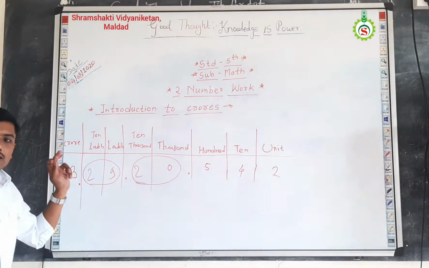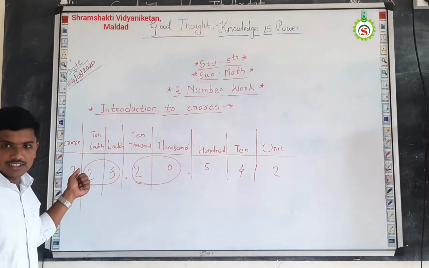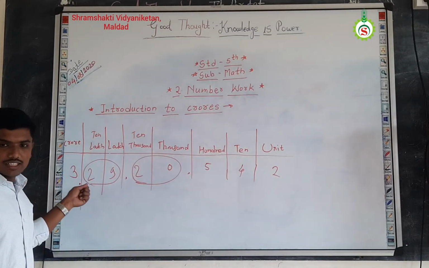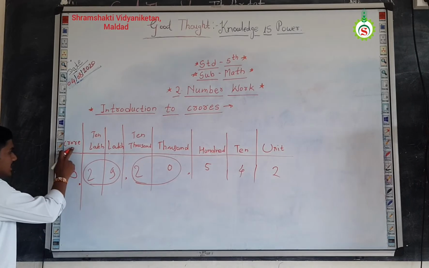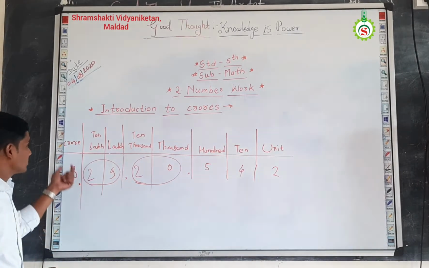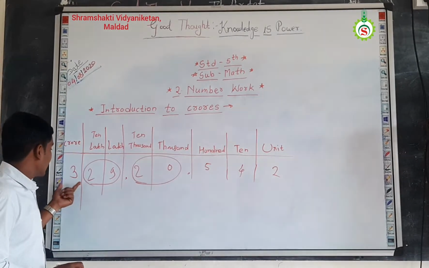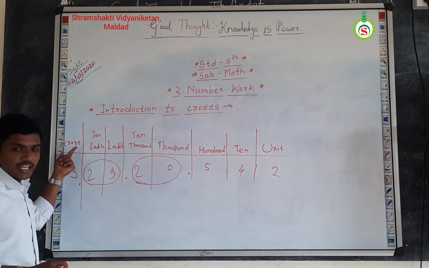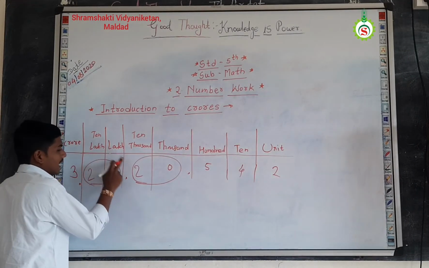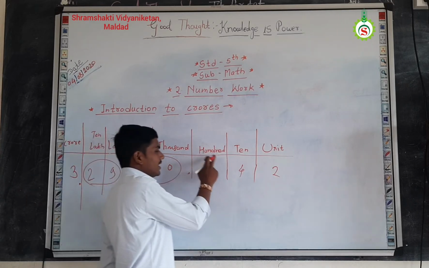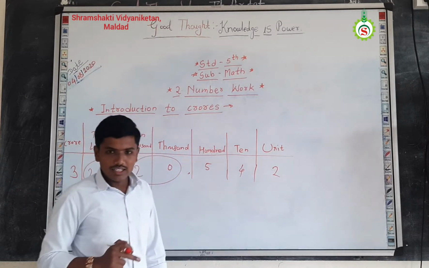if any number contains 8 digits, how many digits? If the number contains 8 digits, then that 8th digit is present at the place of crores. That means the 8th place is for the crores. So 3 crores 29 lakh 20,542 is the given number.